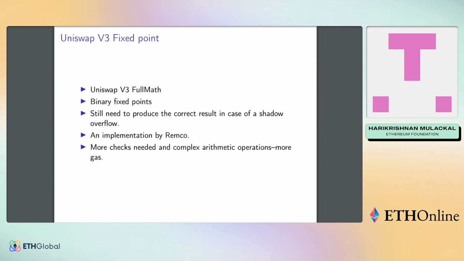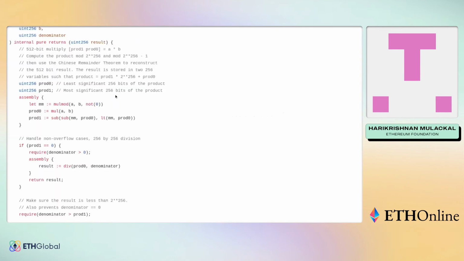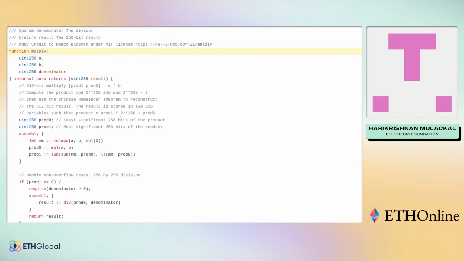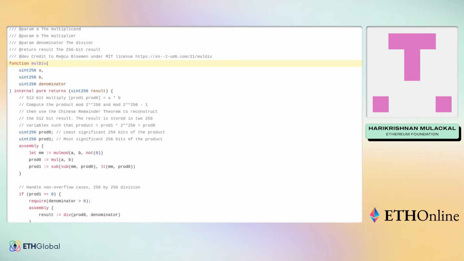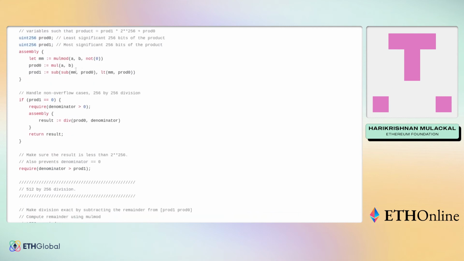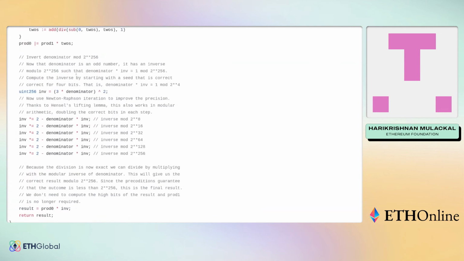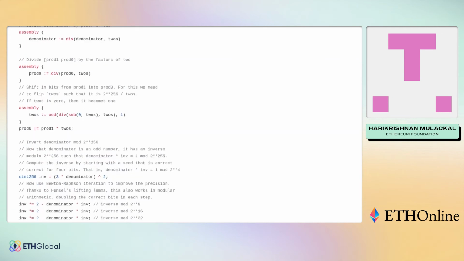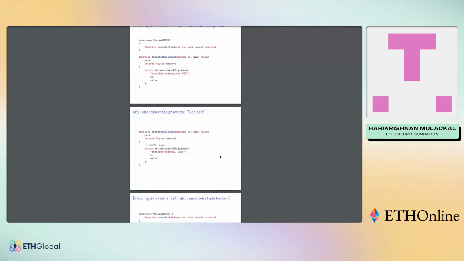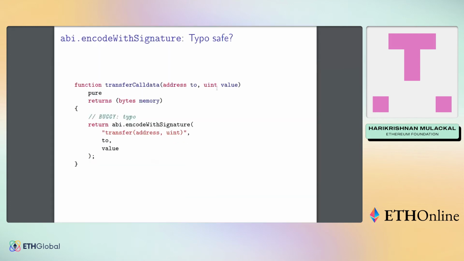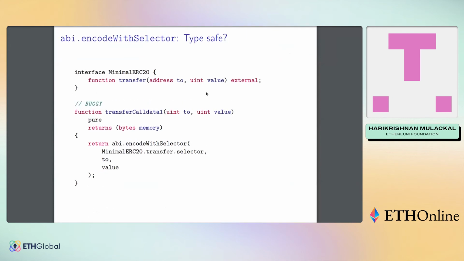Now going to Uniswap v3, this is where things get very interesting. As far as I know, they use binary fixed point, but they use something called FullMath. FullMath is a very interesting function, originally implemented by Remco. You can see this very interesting piece of code with really complicated math. What they're doing here is trying to get rid of this shadow overflow.